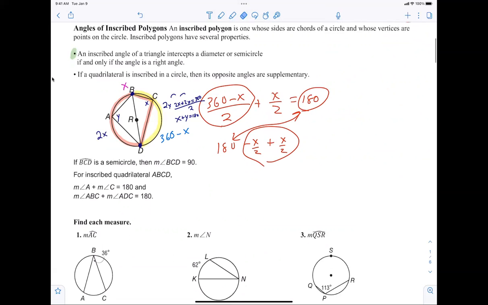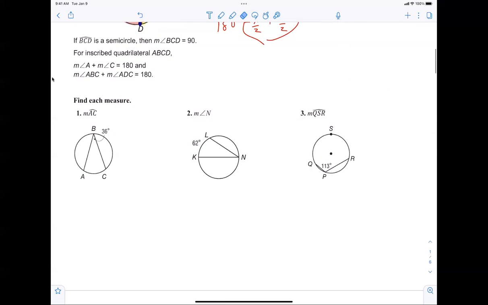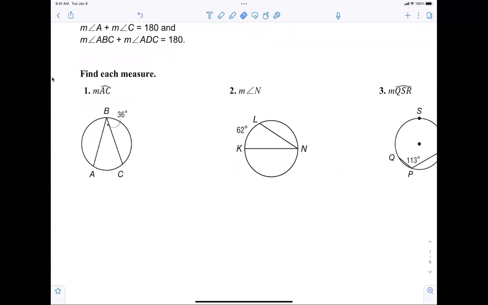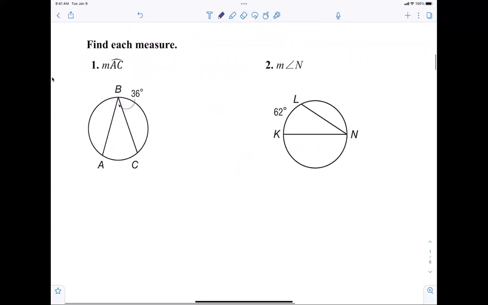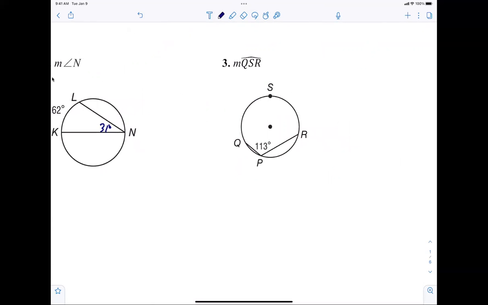So let's do a couple of problems, then get to the harder ones, and you can do the easy ones. Let's just quickly take a look here. Everybody's going to tell me arc AC is how many degrees? 72. 72 degrees. Angle N, 31. 31 degrees. And QSR, 226. Anybody have any issues?